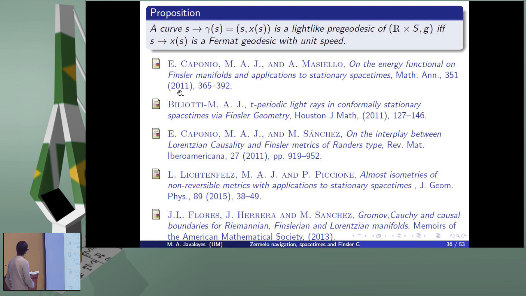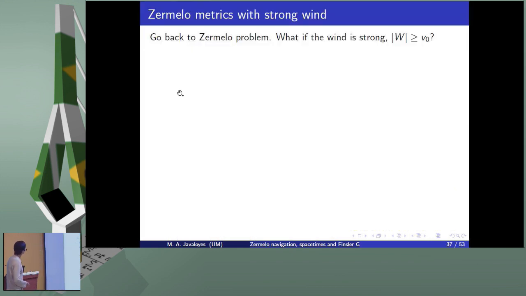Using this proposition, you can prove a lot of things. I put here several papers using this proposition, and there are more, but the idea is that you can describe all the causal properties of the spacetime using these Fermat metrics, because light-like geodesics control the causality of the spacetime. Okay. So let's go back to the Zermelo problem.